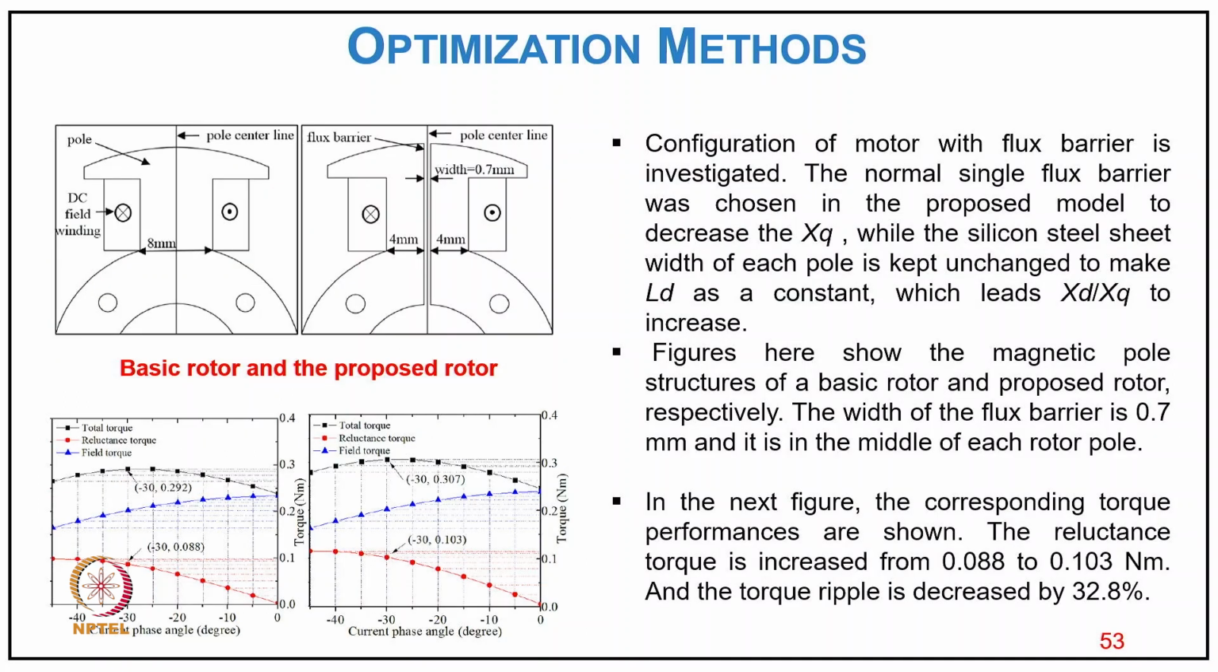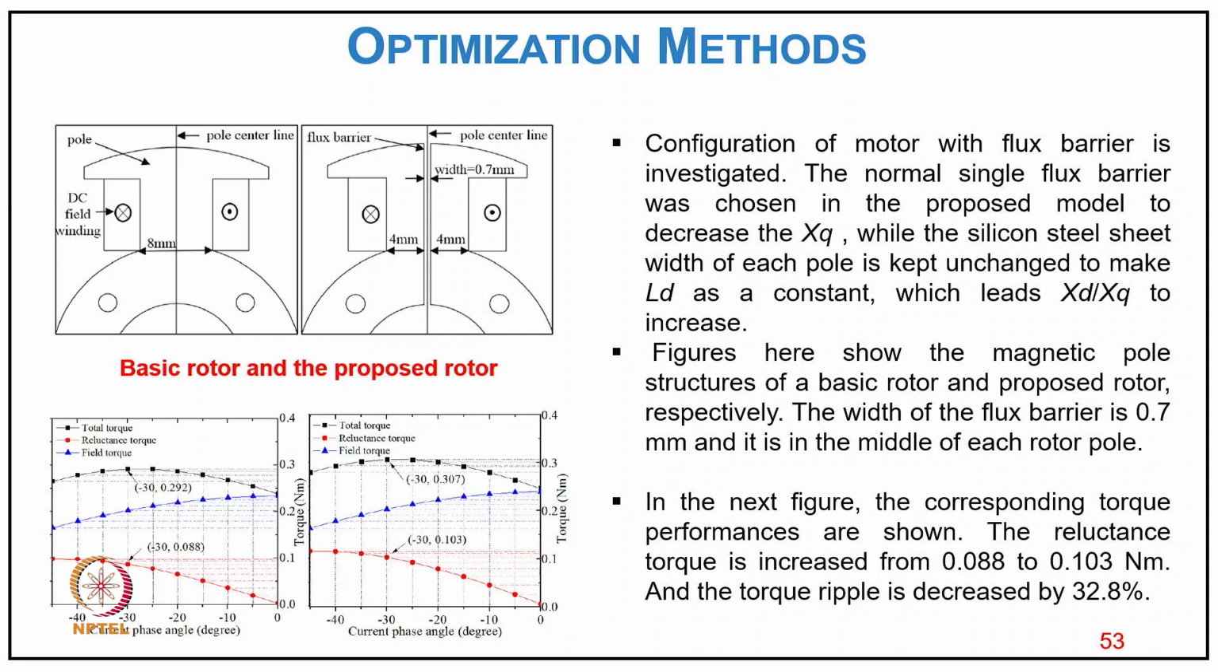Now with the basic rotor and proposed rotor, here is how the configuration of the motor with the flux barrier is investigated, parameter-wise. The novel single flux barrier was chosen in the proposed method to decrease the Xq, while the silicon steel width at the exact pole is kept unchanged to make the Ld constant, which leads to Xd upon Xq increasing. The figures here show the magnetic pole structures of a basic rotor and the proposed rotor respectively, and the width of the flux barrier is 0.7 millimeter, in the middle of each rotor pole.